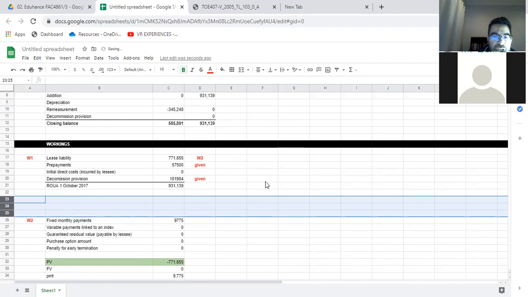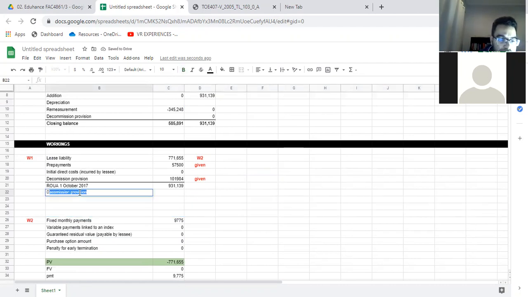Okay, so depreciation from 1 October 17 to 28 Feb 18. That's how many months? October, November, December, January, February. 5 months. Okay, so that is 5 months.